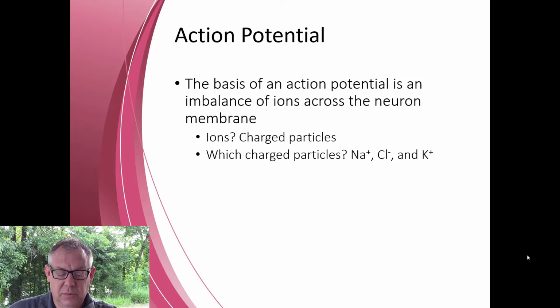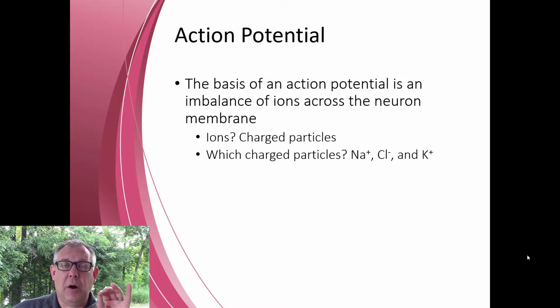Break that sentence down, right? It's an imbalance of ions. First off, again, what's an ion? An ion is a charged particle, right? It's an atom that has a charge on it. Now, there are specific ions that are important to the action potential: sodium, chloride, and potassium. And you see that each of those has a charge. The sodium and the potassium have a positive charge. The chloride has a negative charge. And all this is going to be very important here.